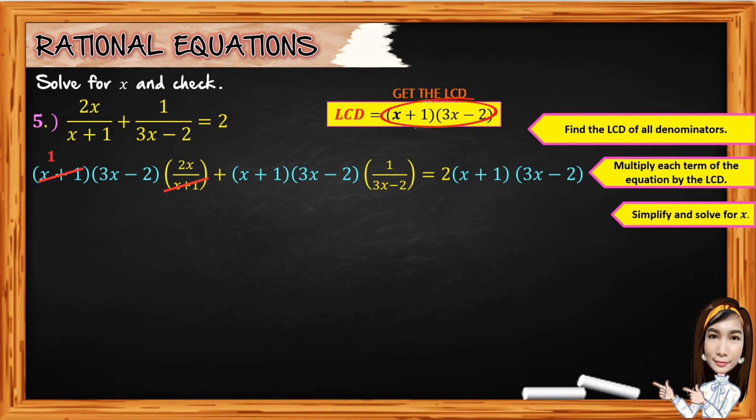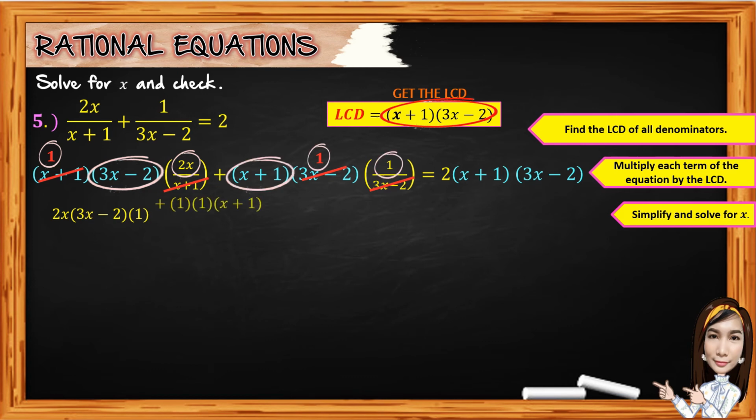On the second term, we can divide. 3x minus 2 divided by 3x minus 2 is equal to 1. Then, on the right side, as you can see, all of them are considered numerators. Next, we're going to multiply the remaining. On the first term, we have 2x times the quantity 3x minus 2 times 1. On the second term, we have the remaining 1 times the quantity x plus 1.